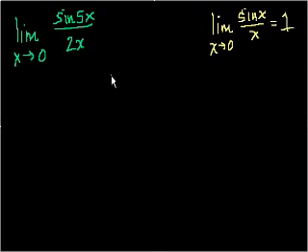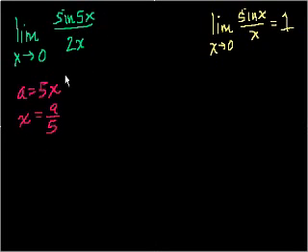So how can we do that? Well, let's try to substitute. Let's try to get a single variable here instead of 5 times a variable. So let's make a substitution and say that a is equal to 5x. And then that also means, divide both sides by 5, that x is equal to a over 5. So let's make that substitution into this.